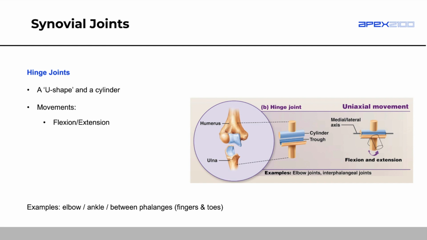Our ankle is also a hinge joint. And then in between the phalanges, so in between our fingers and our toes, we have hinge joints as well. So if you play around with your fingers, you feel that they can only flex and extend at those top 2 knuckles I'm talking about, so in between the phalanges.